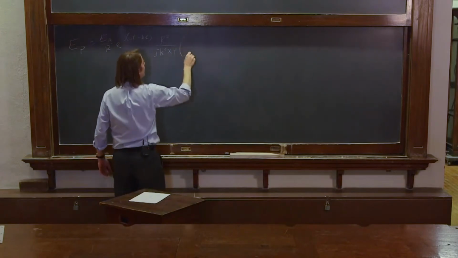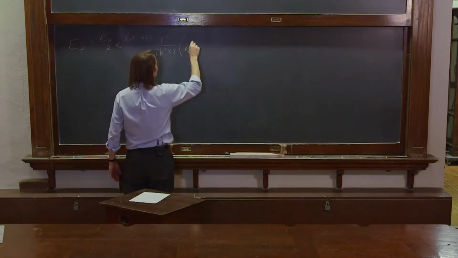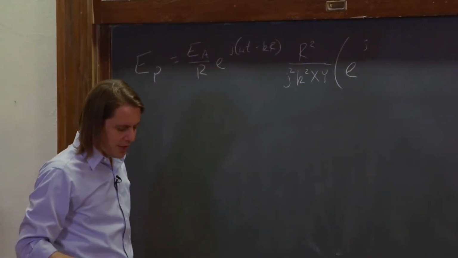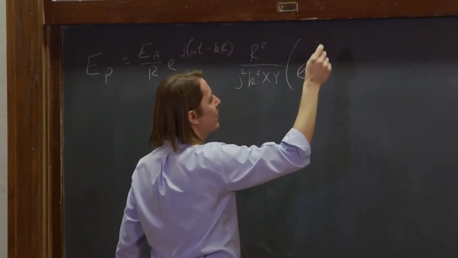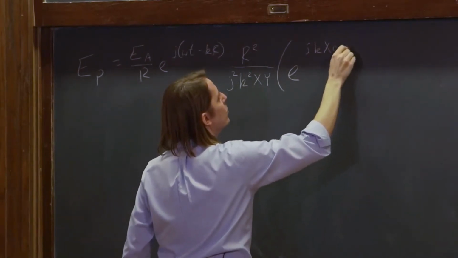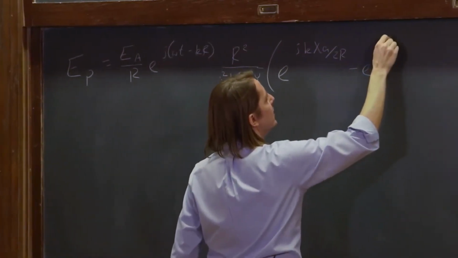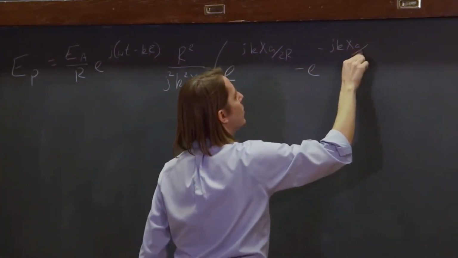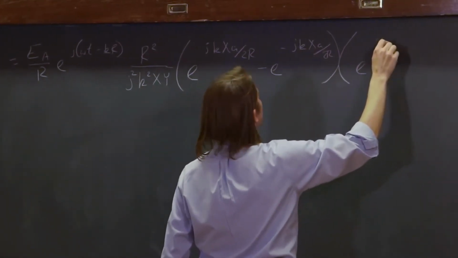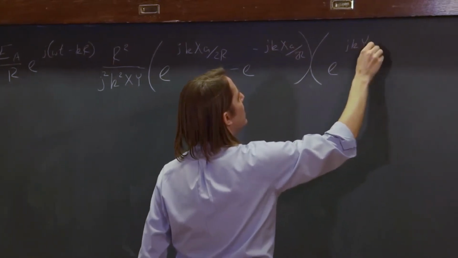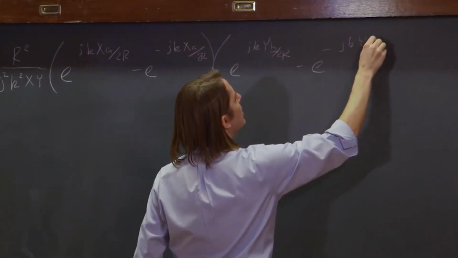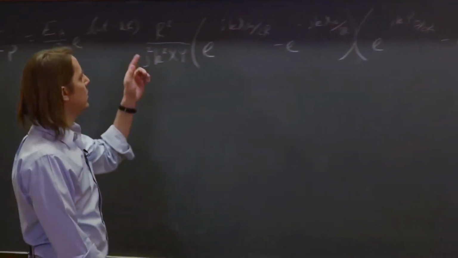And then in here, we had 1 along the X, e to the j, and then there was a half in there. It was kxx over r. But after we evaluated it, it was e to the j k big X a over 2r minus e to the minus j k big X a over 2r. And then the other one was e to the j k big Y b over 2r minus e to the minus j k big Y b over 2r. That's where we were. Combine those.